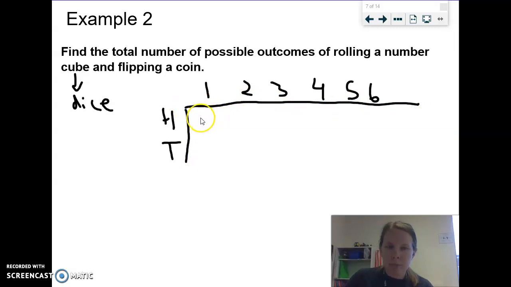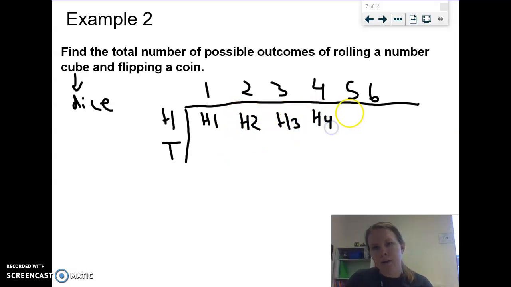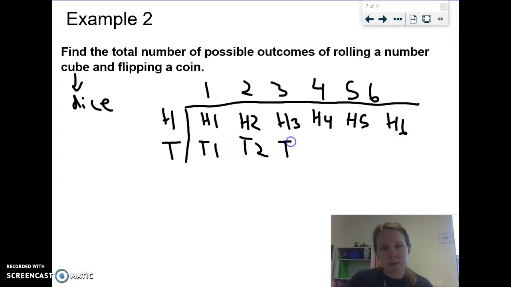So one thing that could happen when I roll my dice and flip my coin is I could get a head and I could get 1. I could get heads and 2, heads and 3, heads and 4, heads and 5, heads and 6, and the same thing would happen for tails. I could get tails and 1, tails and 2, tails and 3, tails and 4, tails and 5, tails and 6. So this is my sample space.